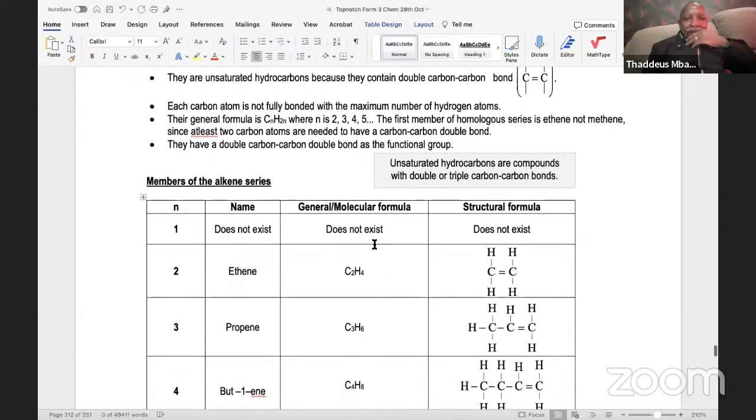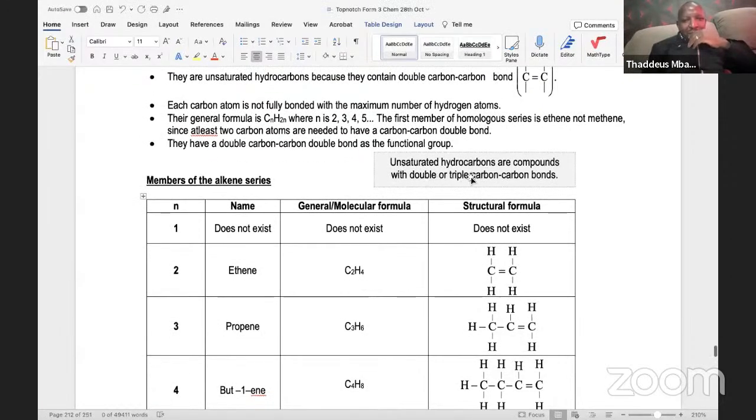Now, let's look at the unsaturated hydrocarbons. They are compounds with a double or triple carbon-carbon bond. So you can be told to define what unsaturated hydrocarbons are, and you're going to say these are compounds with a double or triple carbon-carbon bond. So we have the members of the alkene series. The first member, the one with one carbon atom, does not exist, and therefore we don't have a formula for it.